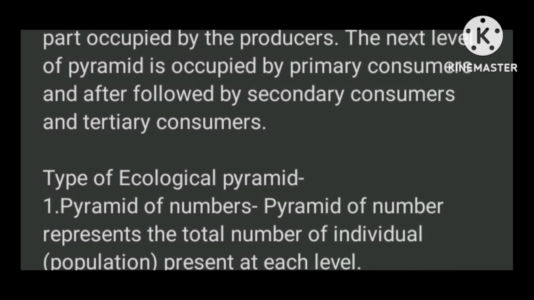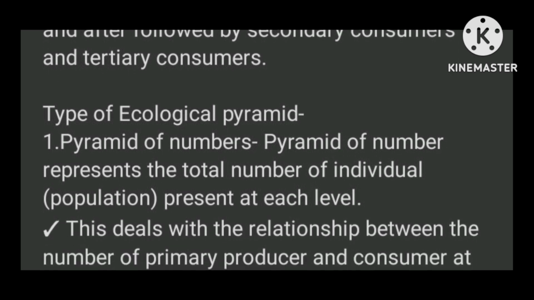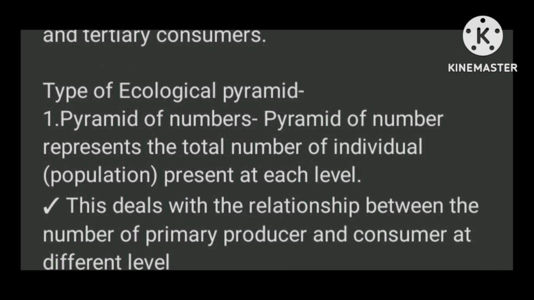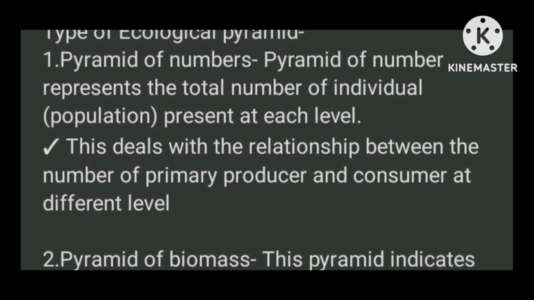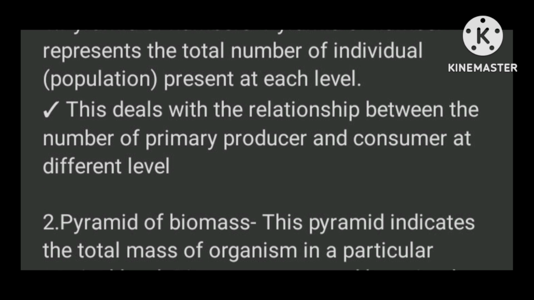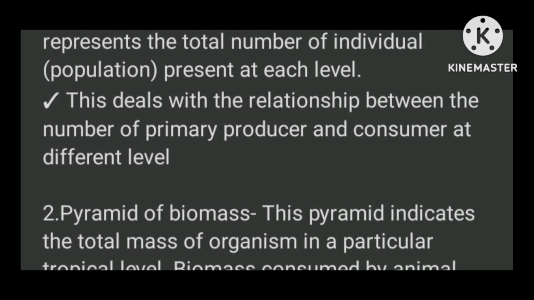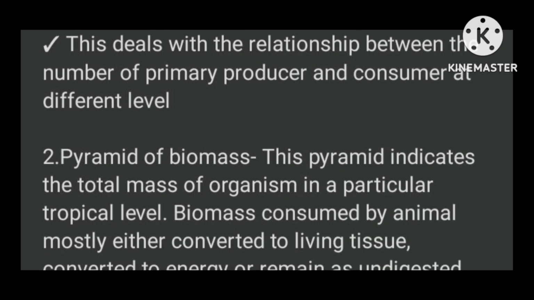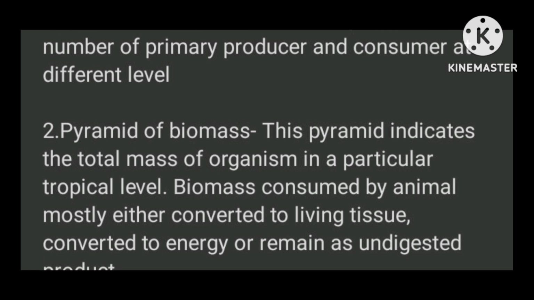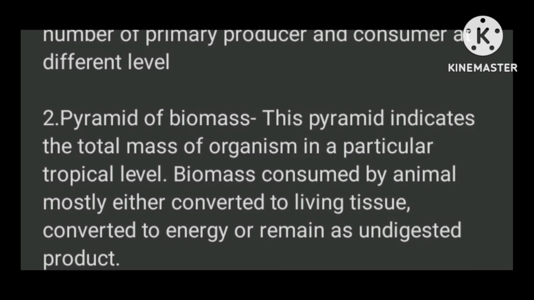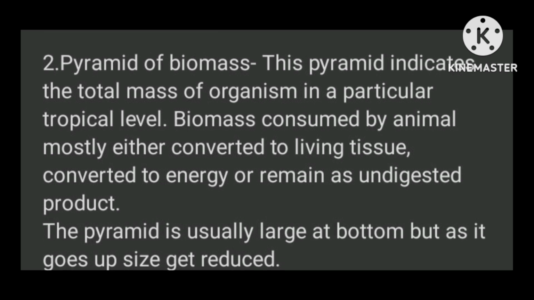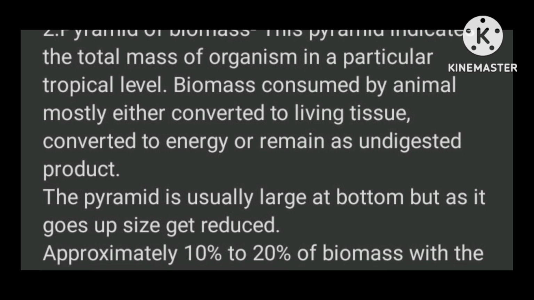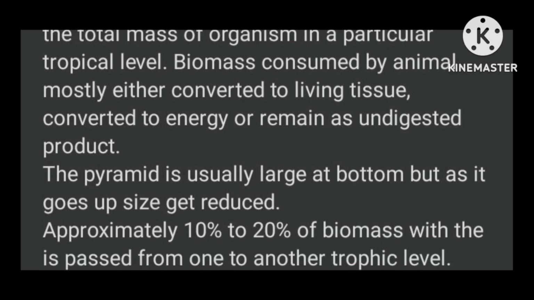Types of ecological pyramid. First, pyramid of numbers. A pyramid of numbers represents the total number of individuals in the population present at each level. This deals with the relationship between the number of primary producers and consumers at different levels. Second, pyramid of biomass. This pyramid indicates the total mass of organisms at a particular trophic level. Biomass consumed by animals is mostly either converted to living tissue, converted to energy, or remains as undigested product.